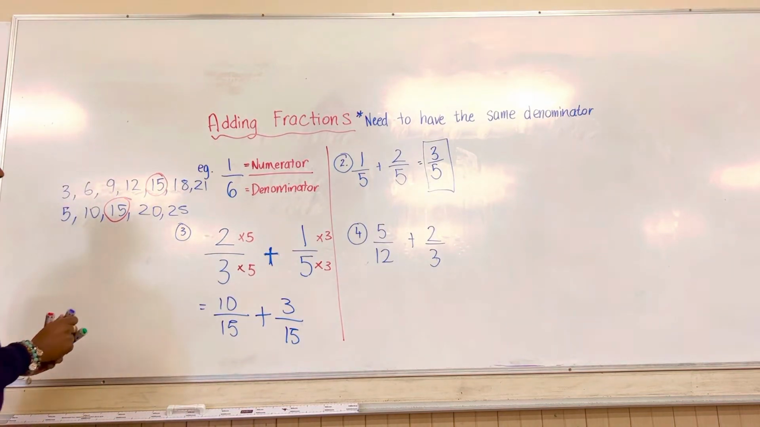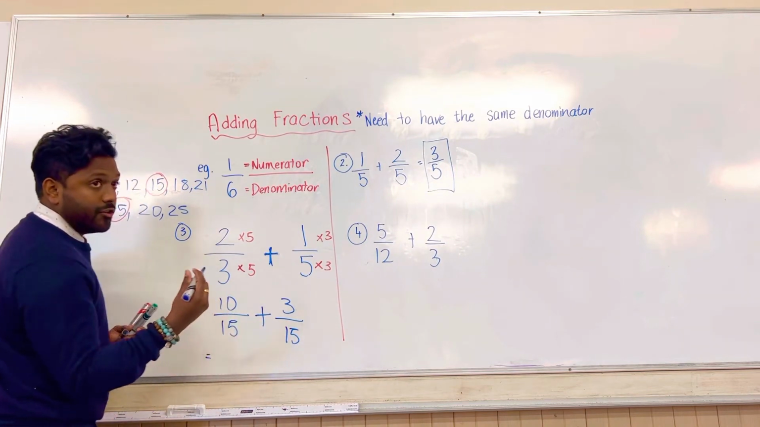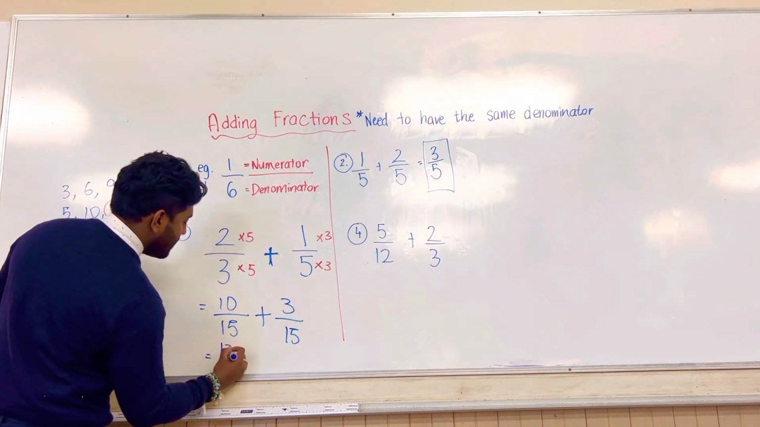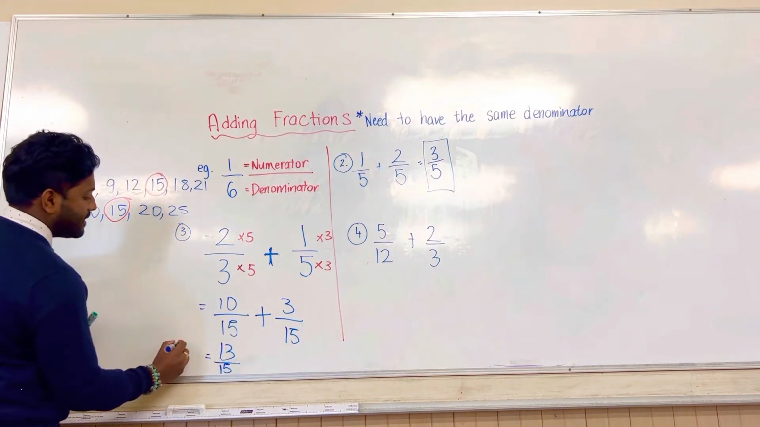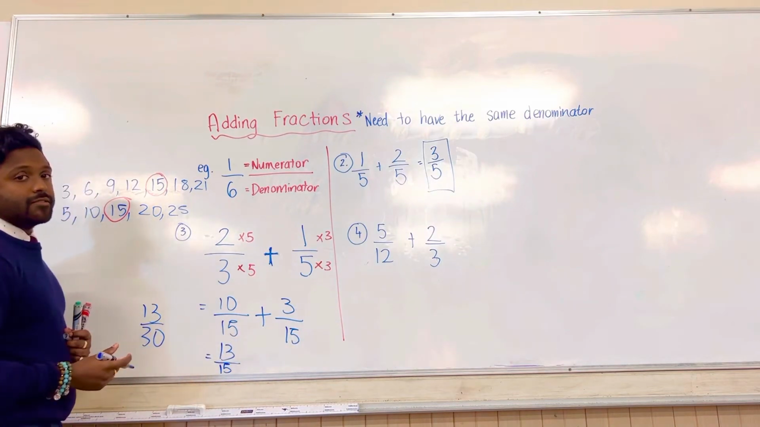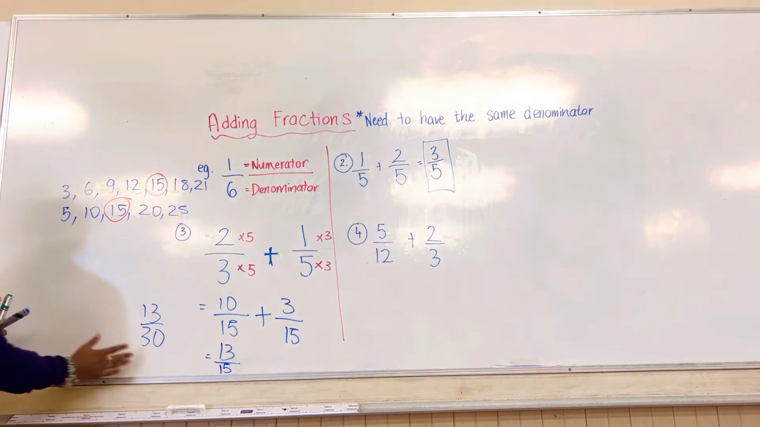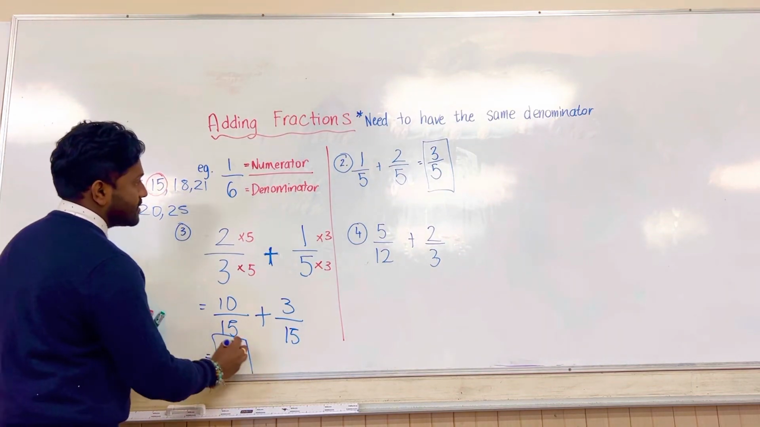Now what's the next thing when you add two fractions? You can add the two numbers at the top, the numerator. So 10 plus 3 is 13 over 15. A lot of people write 13 over 30. They add the two bottom numbers as well, but that is not correct. You don't add the denominators, okay? It's just going to be the numerators.